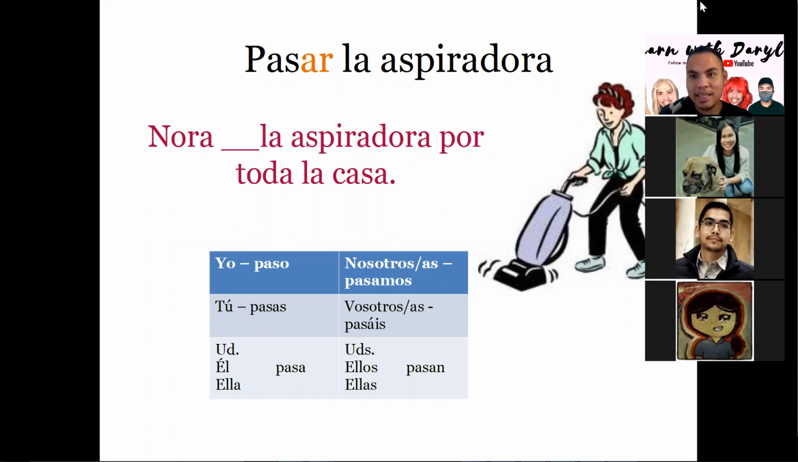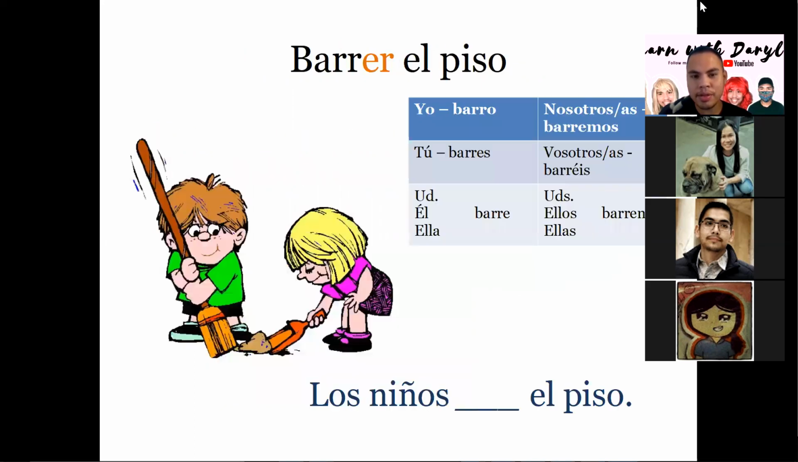Okay. Pasar can mean different things, guys. It can be to pass, or there are different expressions related to that. So you can look it up in WordReference as well if you're curious. Next one, we have barrer el piso. Los niños blank el piso.